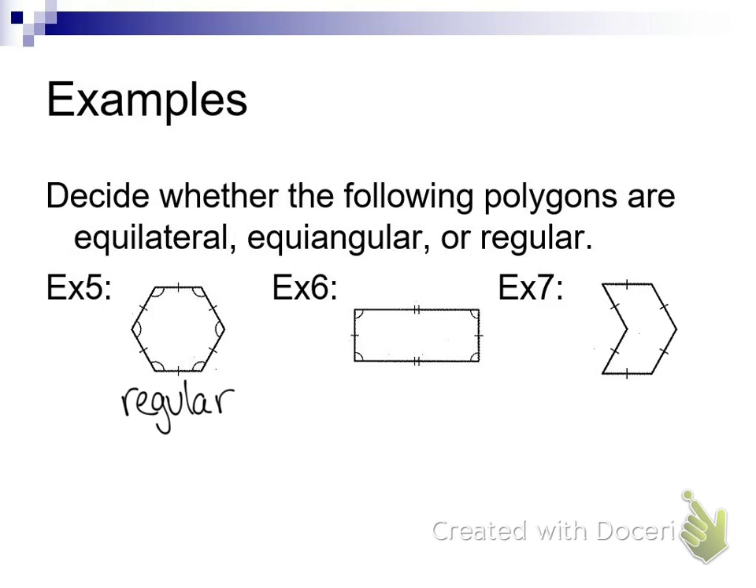On example 6, is it equilateral? No. We have pairs of congruent sides, but not all of the sides are congruent. Is it equiangular? Yes, it is. Could we call it regular? No. It has to be both equilateral and equiangular, and it was not equilateral. So we can only call it equiangular.